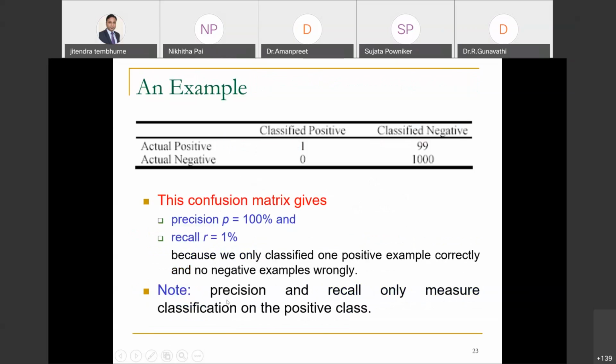Right? Now here there is one note. Precision and recall only measure classification of the positive classes. These are the two measures, and they are only talking about positive classes, targeting more and more positive classes and fewer negative classes.